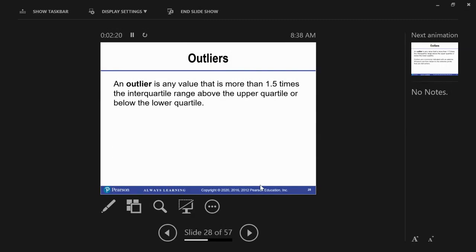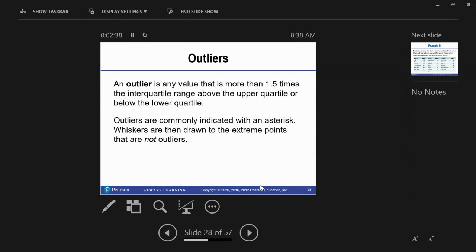If it's officially called an outlier, then an outlier is any value that is more than 1.5 times the interquartile range above the upper quartile, or the Q3, or below the Q1. Outliers are commonly indicated with an asterisk. And when you draw your whiskers, you're going to draw them to the minimum and maximum that are not outliers.